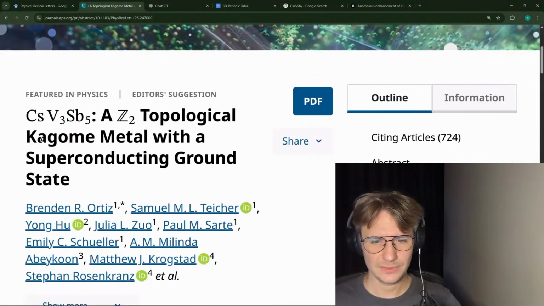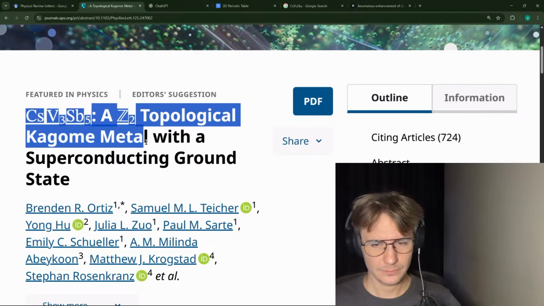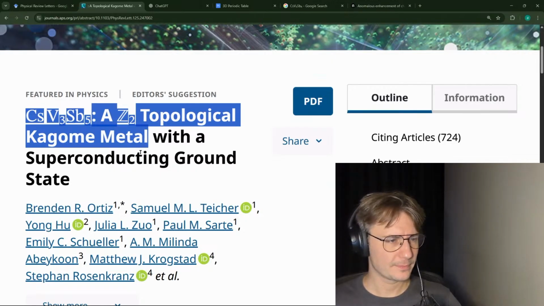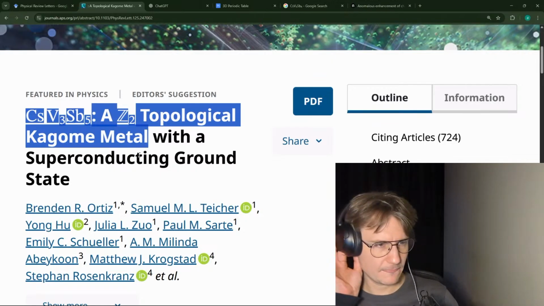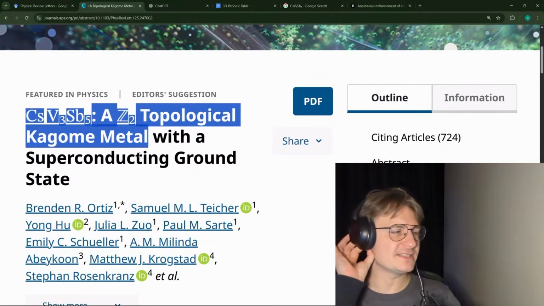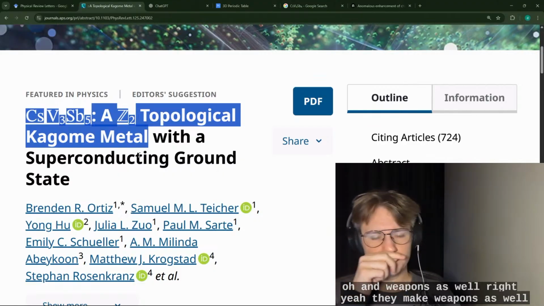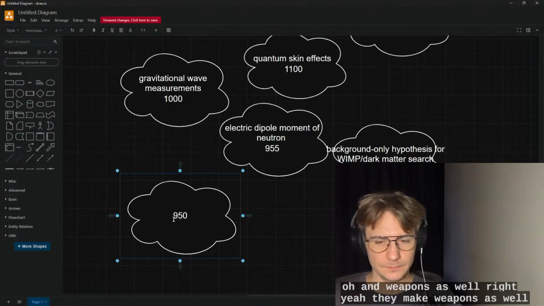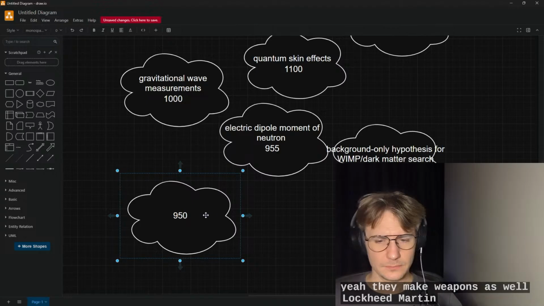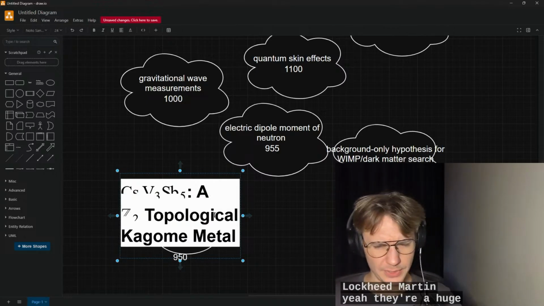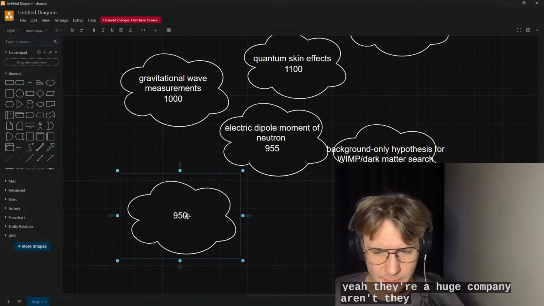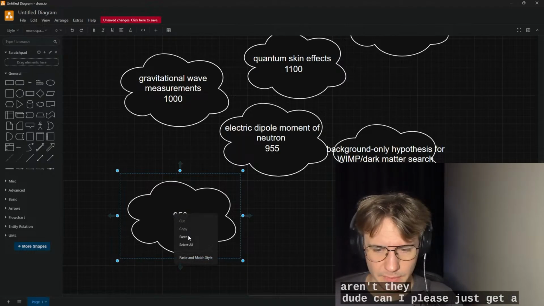No easy way to paste this. Okay, let's just grab it. Oh, and weapons as well. Right, yeah, they make weapons as well. Lockheed Martin. Yeah, they're a huge company, aren't they? Dude, can I please just get a paste without style? There we go.